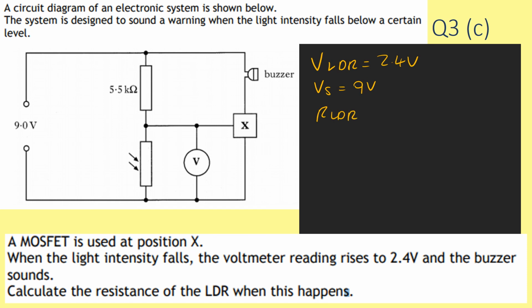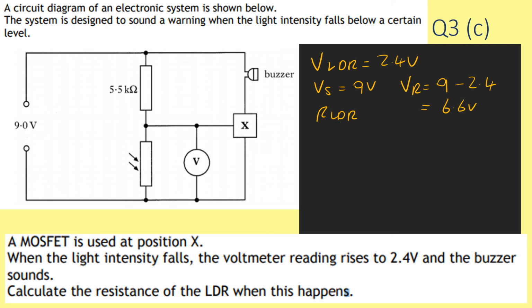Now, the best way to do this would be to use our ratio equation for potential dividers. But in order to do that, we need to first of all find out what the voltage across the 5.5K resistor is. The 5.5K resistor and the LDR are connected in series with each other, so the sum of the voltages across those components must equal 9 volts. If the voltage across the LDR is equal to 2.4 volts, the voltage of the resistor must be 9, the supply voltage, take away 2.4. 9 take away 2.4 gives you a value of 6.6 volts.